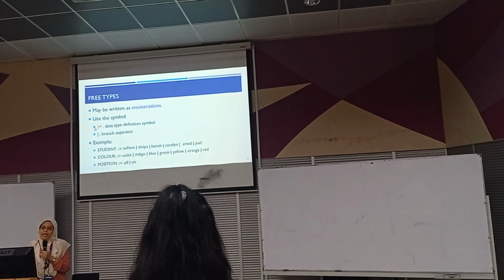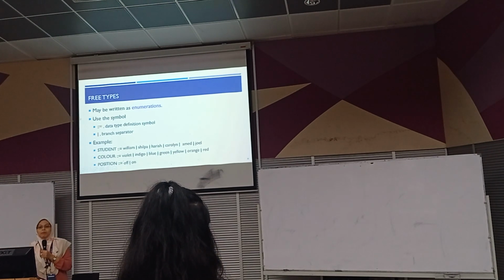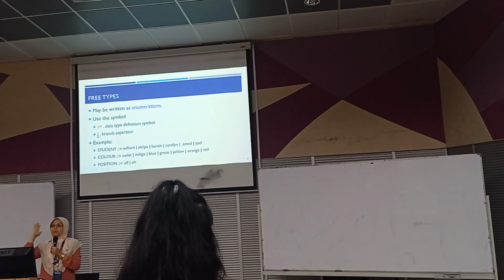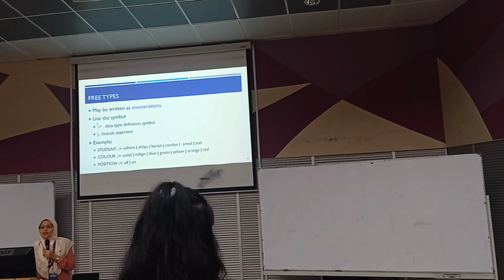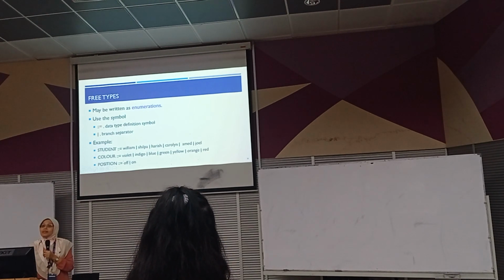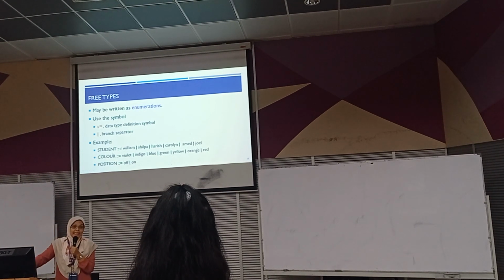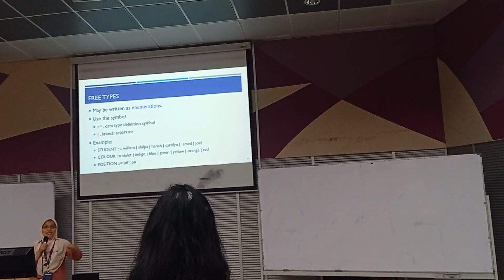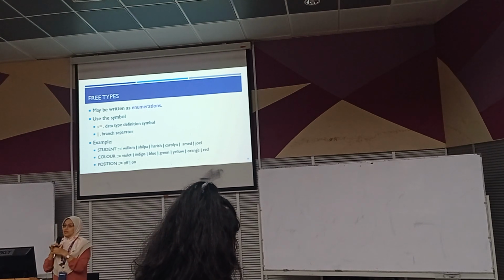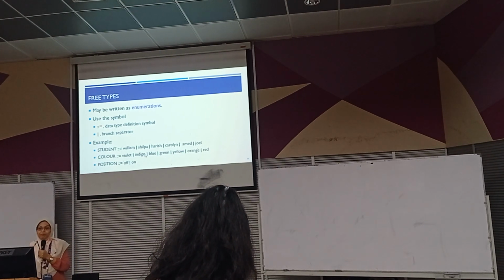For the symbol, you use the type definition, colon equal, and then to separate your data, you use the branch separator, the bar symbol. Then you give it a name. The name here is similar to your basic type. The only difference is without the square bracket. Don't put square bracket here, because square bracket is only for basic type. So that is the free type symbol.